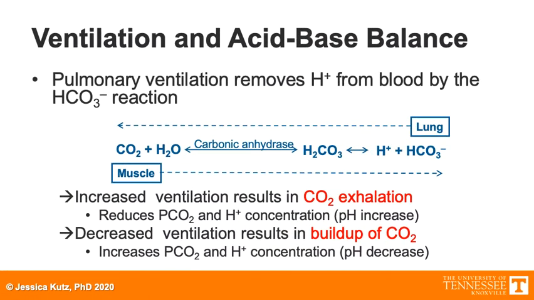Pulmonary ventilation ends up being a very important tool for us when we're controlling our acid-base balance. It's through pulmonary ventilation that we're able to remove hydrogen ions from the blood by the HCO3 reaction that's shown below that we talked about on a previous slide. So when you're increasing your ventilation, so you're hyperventilating, you're breathing off CO2. And this is going to reduce the partial pressure of CO2 and hydrogen ions, so it's going to increase the pH. It will become more alkalytic in this case.